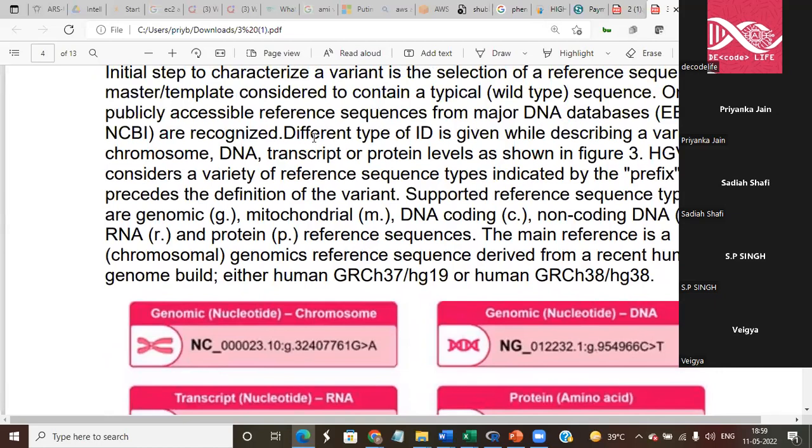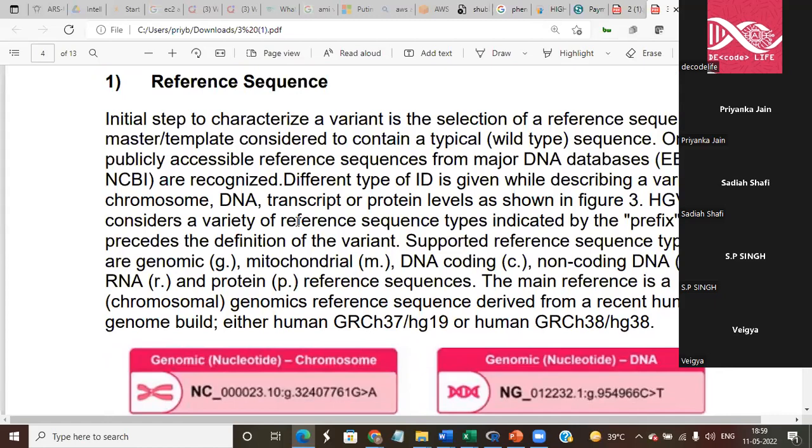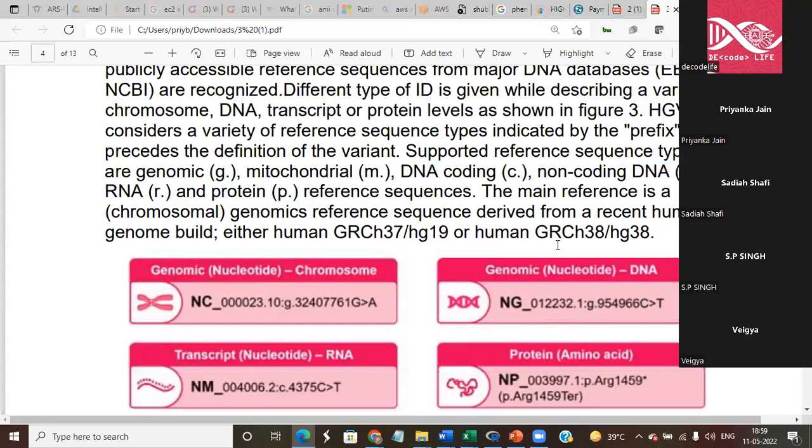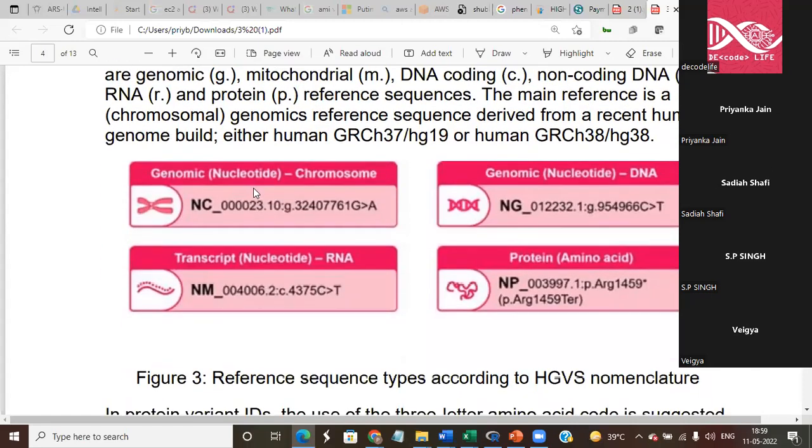Here are the different types of IDs given while describing a variant. HGVS considers a variety of supported reference sequence types: if genomic, then it is G; mitochondrial, then it is M; if it is coding DNA, then it is C; and if it is non-coding DNA, then it is N. So that varies. If it is a genomic variant, then here is the reference ID, the G, then the location, that is the position, and G is changed to A. What is changed to what is mentioned.